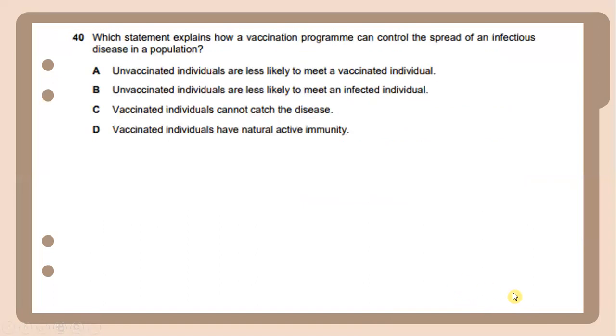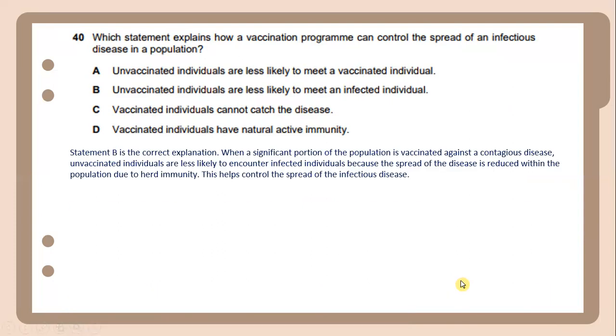Number 14, which statement explains how a vaccination program can control the spread of an infectious disease in a population? Statement B is the correct explanation because when a significant portion of the population is vaccinated against a contagious disease, unvaccinated individuals are less likely to encounter infected individuals because the spread of the disease is reduced within the population due to herd immunity. This helps control the spread of infectious diseases.